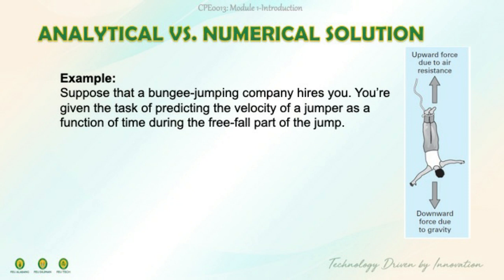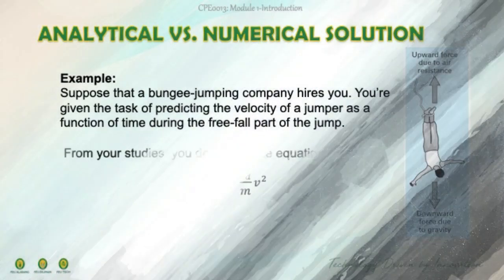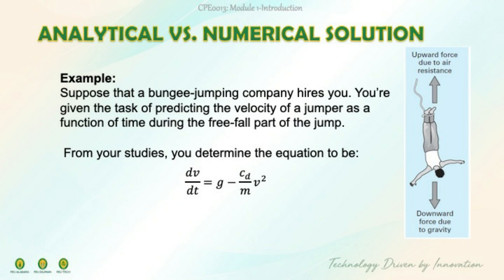You know from your studies of physics that the acceleration should be equal to the ratio of the force to the mass, which is Newton's second law of motion. So based on this insight and your knowledge of physics, you develop the following mathematical model for the rate of change of velocity with respect to time, which is dv/dt = g - (c_d/m) v^2.